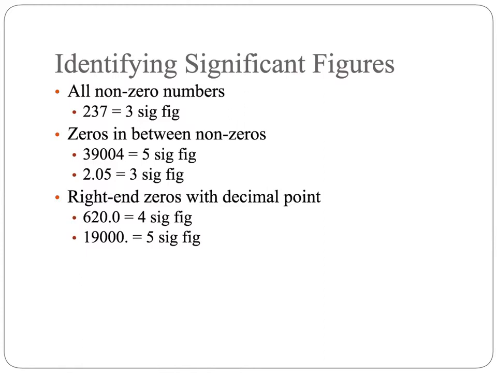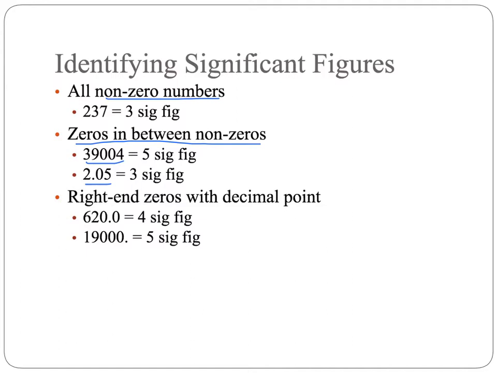So to identify significant figures, there are some rules. The first rule is that all non-zero numbers are significant. That is abbreviated significant figures as sig figs here. So 237 has 3 significant figures. And then any 0 that's in between non-zero numbers is significant as well. So 39,004 has 5 significant figures. 2.05 has 3 significant figures.